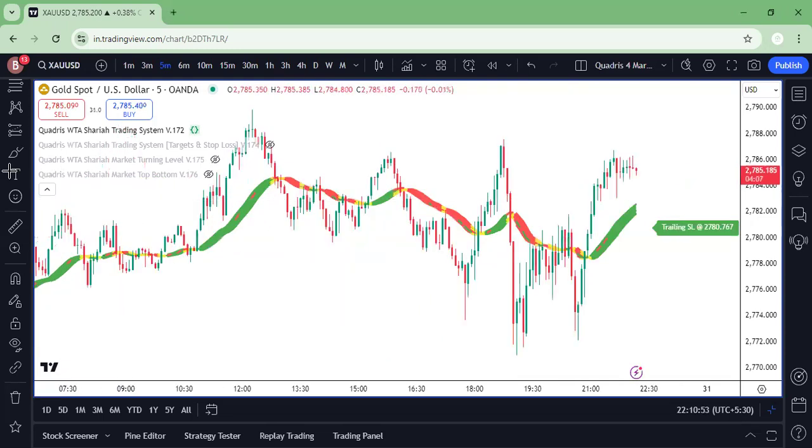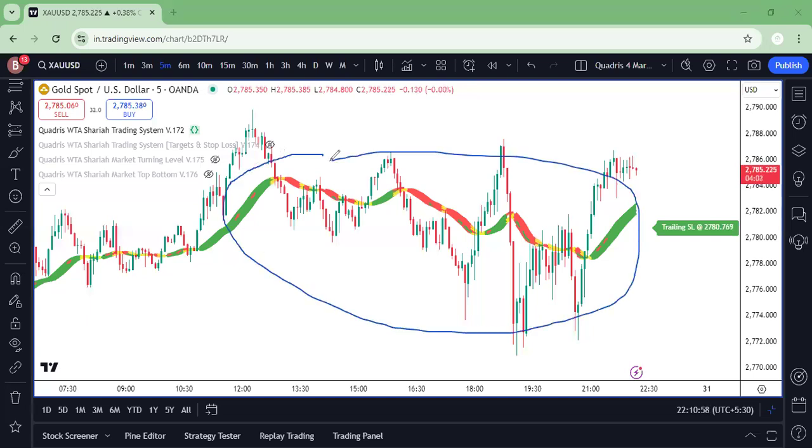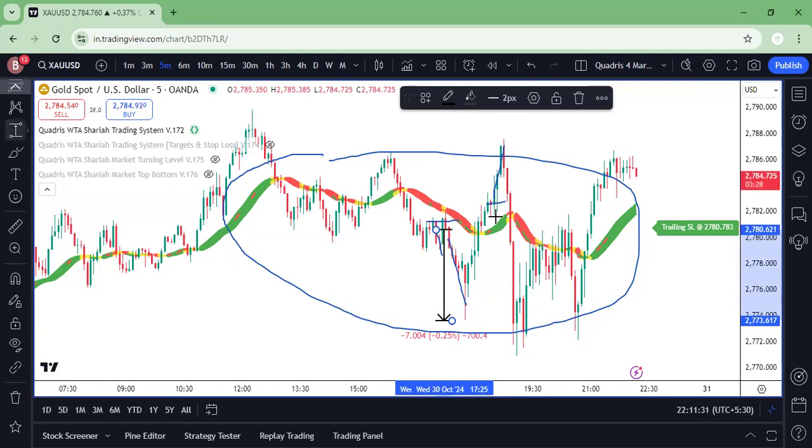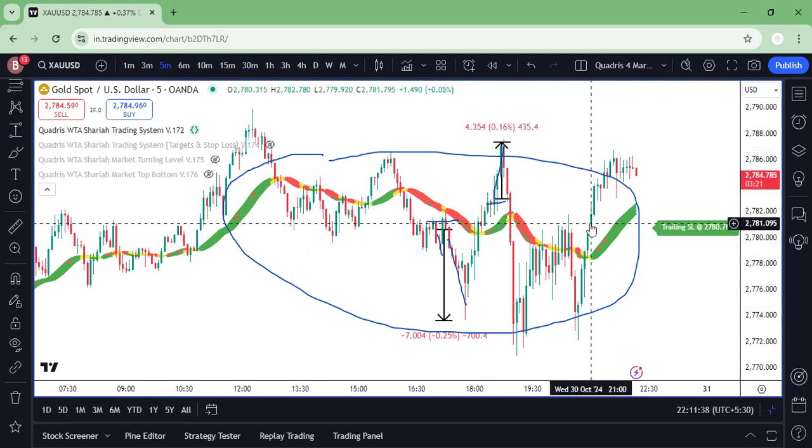So this entire day is choppy, but still in the choppy market, you got this opportunity which yields good profit, and after that you got this opportunity which yields good profit. If one would have analyzed how much profit you would have made in these two particular trading opportunities, down till 700, 0.25%, limit order 0.16, 435.